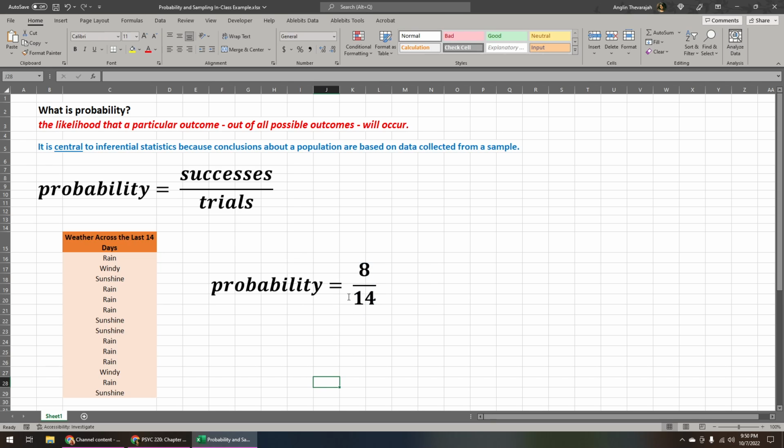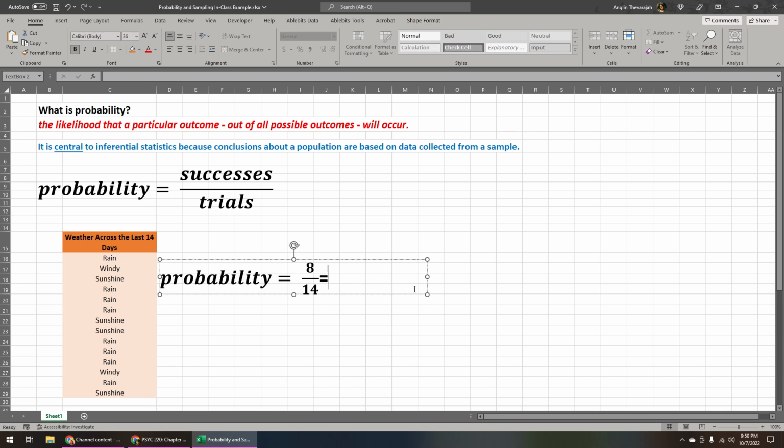Now you're going to do a simple division where you divide 8 by 14. If you do just a normal division problem, you should get roughly 0.57. And if we convert this into a percentage, we're going to get about 57%. Using this probability equation, we have just made an inferential statistic conclusion saying that 57% of the time across these 14 days, the weather was rain.